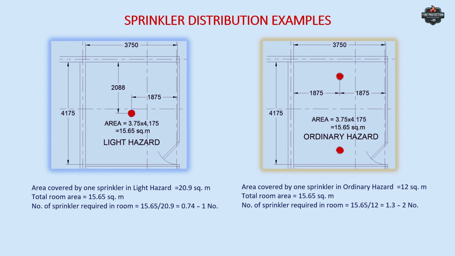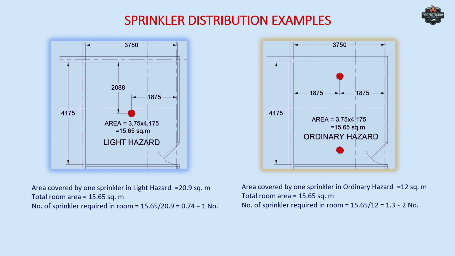Now we know the maximum spacing between sprinklers, how much area they can cover, and the maximum distance from a wall. Now let's see an example of how to distribute sprinklers in a room. In light hazard occupancy, the area covered by one sprinkler is equal to 20.9 square meters. First we should find the total room area by multiplying length and width. So your total room area is 15.65 square meters. The number of sprinklers required in the room is equal to the total room area divided by the area covered by one sprinkler, which comes out to be 0.74. You cannot use a fractional sprinkler, so round up to 1. So in this case, we need 1 sprinkler.